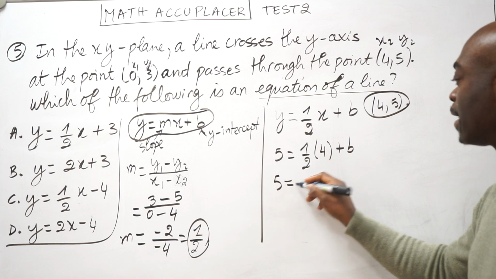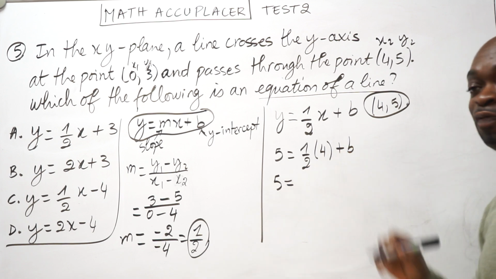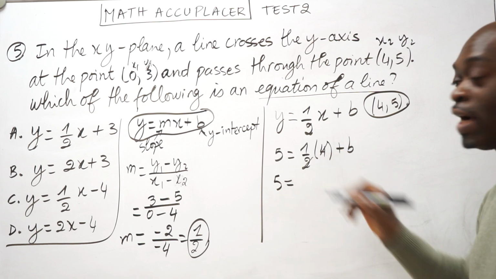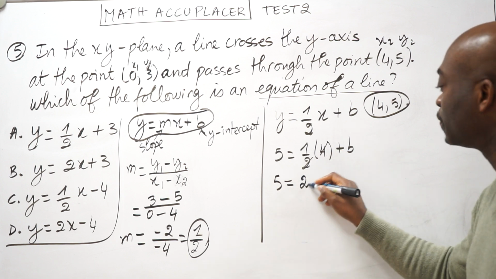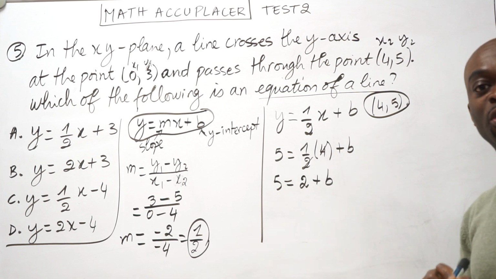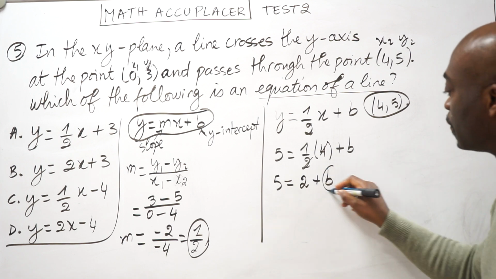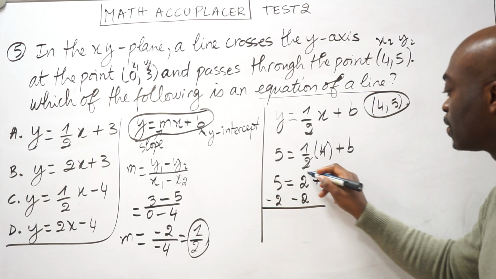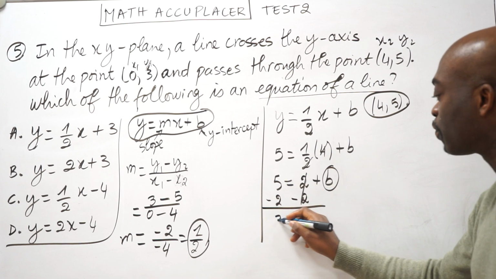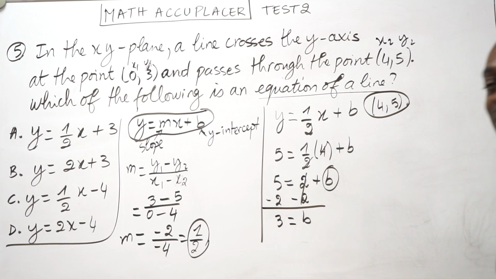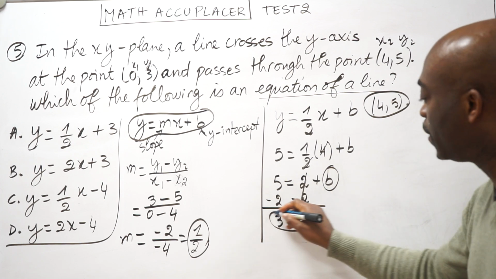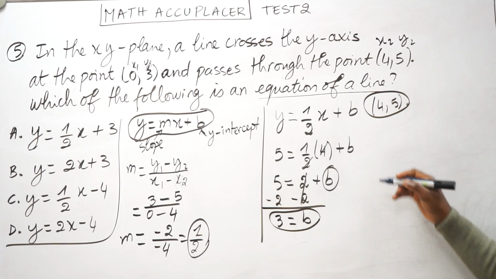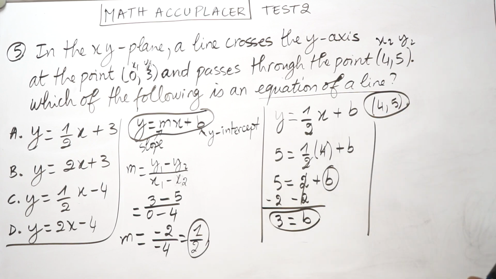So we've got to calculate 1 over 2 times 4. So what is a half of 4? It's 2. Or 4 divided by 2 is just 2. Plus b. So we're looking for b. That's your target. That means 2 has to go with negative 2 on both sides to cancel this one. So we have 3 equals b. All right? So b equals 3, m equals a half. So bingo.